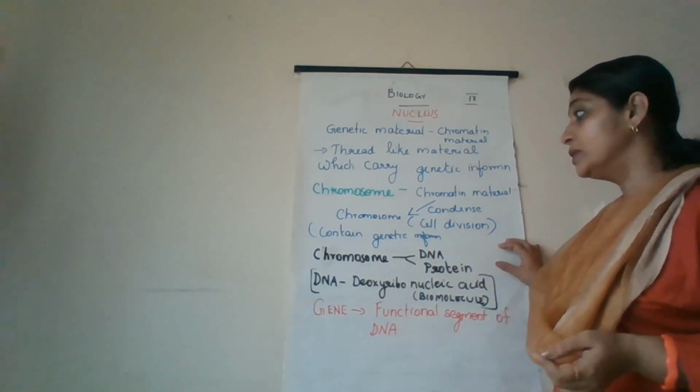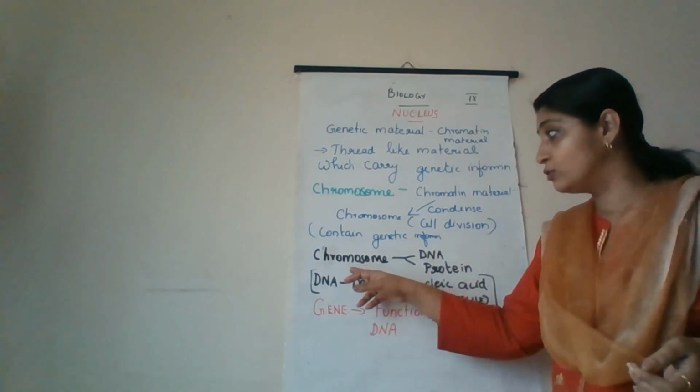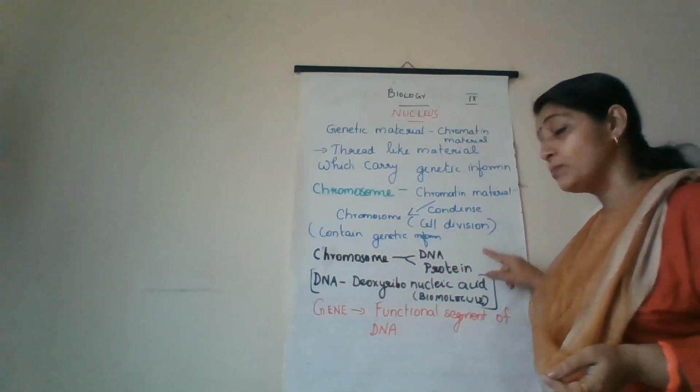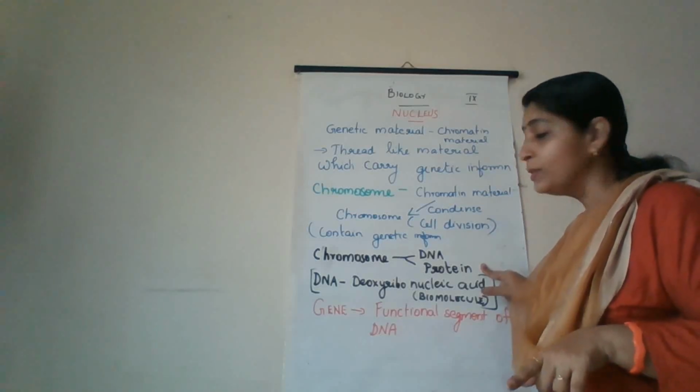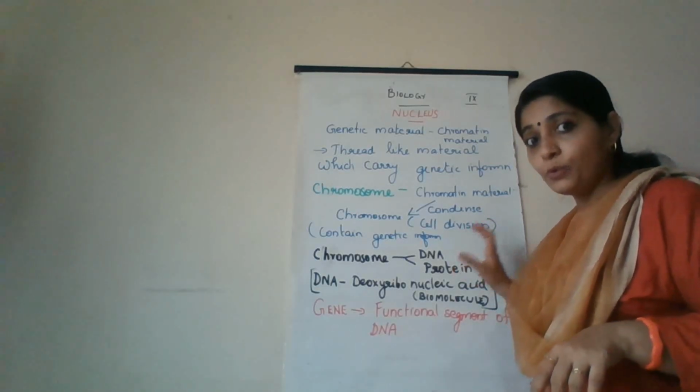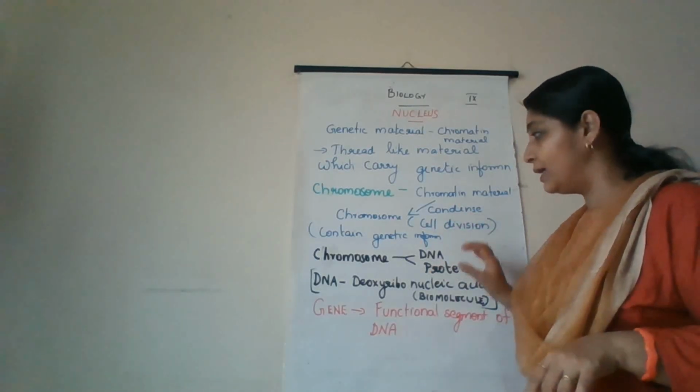And now we see the constitution of chromosomes. Chromosomes are actually made up of DNA and protein. It is important, the constituents of chromosome are DNA and protein. Chromosome is made up of DNA and protein.